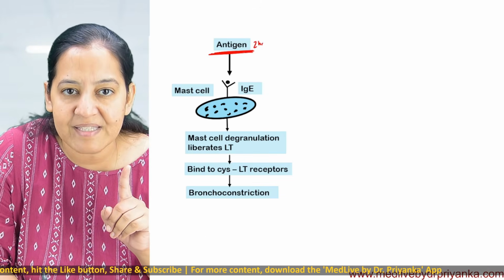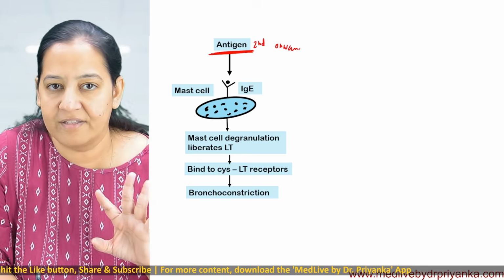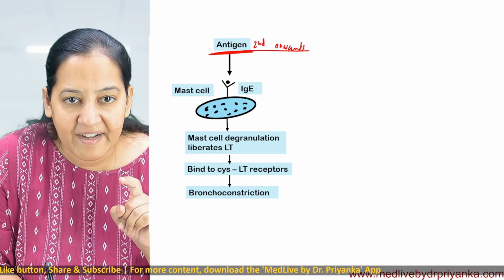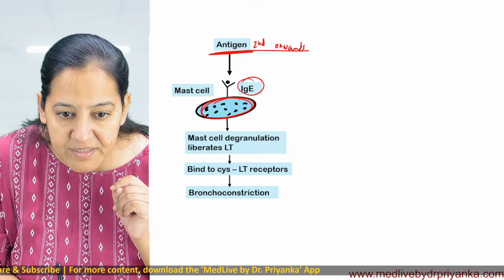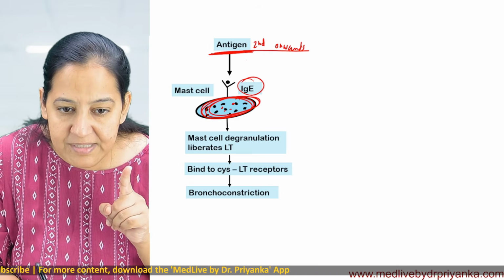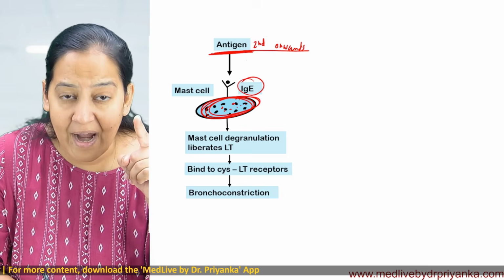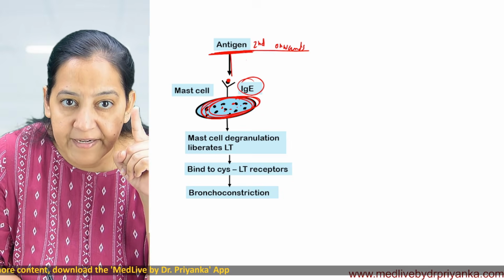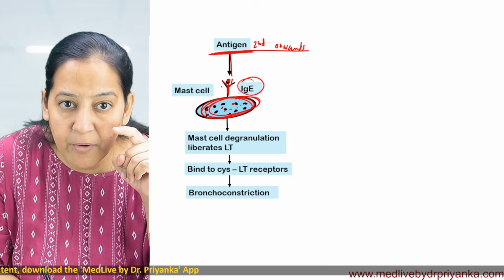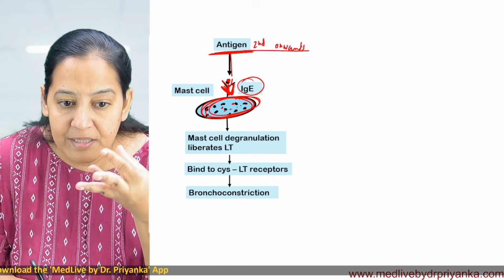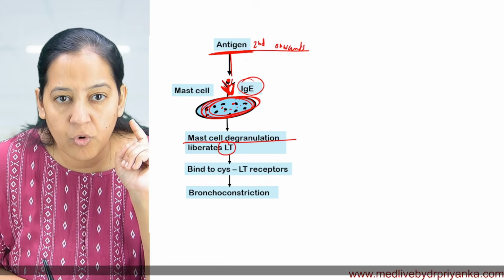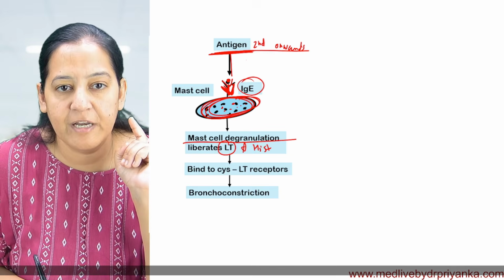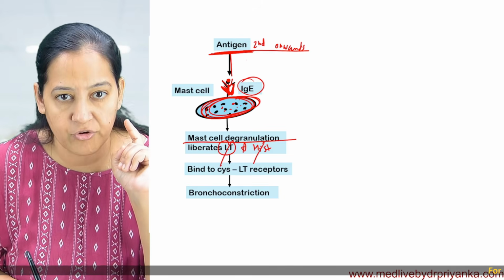When the antigen is coming second time onwards, any other time, not the first time, it will directly go to the IgE antibody, which is present on the surface of the mast cell. Appreciate this is the mast cell, and the granules inside the mast cell. So this antigen is directly binding with the antibody. The antibody gives the signal to the mast cell. The mast cell will rupture. Degranulation will take place. Degranulation will liberate leukotriene and histamine.